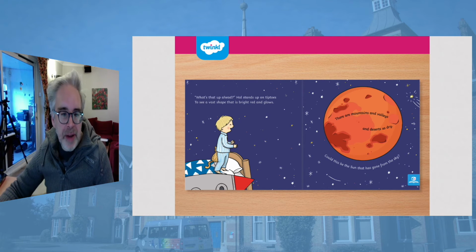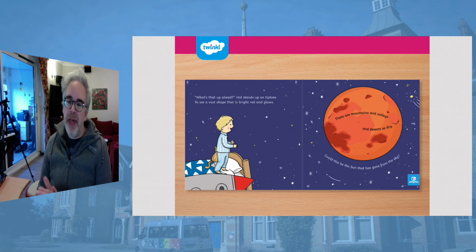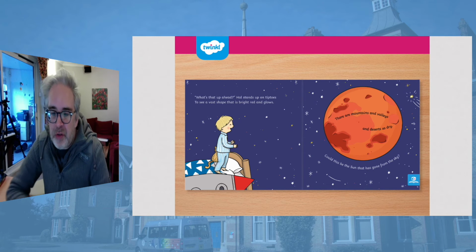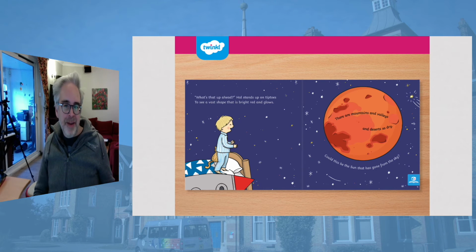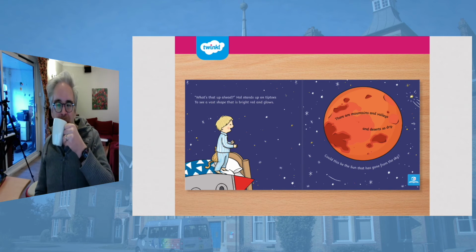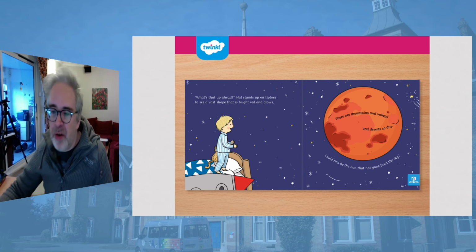What's that up ahead? Hal jumps up on tiptoes. I see a vast shape that's bright red and glows. There are mountains and valleys and deserts so dry. Could this be the sun that has gone from the sky? What do you think, guys? Could this be the sun? Could it be a different planet? What planet do we know of, or do we think of and say is the red planet?